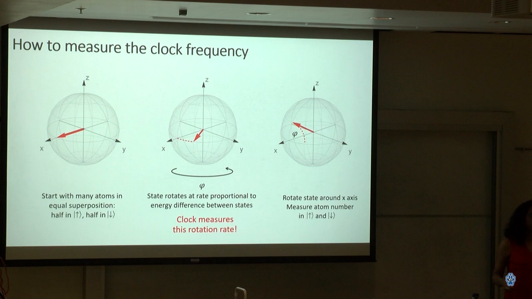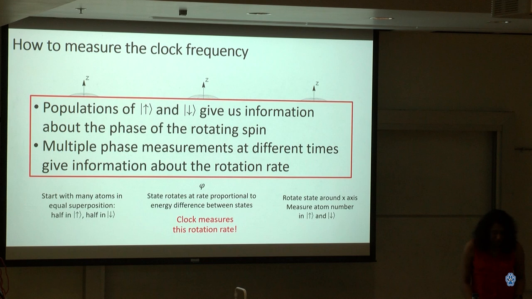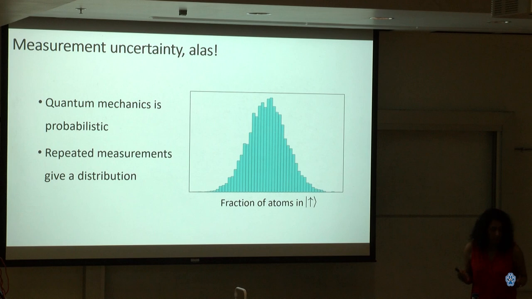Yeah. Great. Okay. So we have this problem of measurement uncertainty that we have to deal with now. Because quantum mechanical measurements are probabilistic. So in order to measure the fraction of atoms in up, you have to take a bunch of repeated measurements and look at the distribution. And you can maybe say, okay, I know the fraction of atoms in up by looking at the center of this distribution. But anytime you have a distribution, that's putting error bars on your measurement, right? And error is not something we like in precision measurement. We're trying to tamp down our error bars as much as possible to make things as precise as we can.